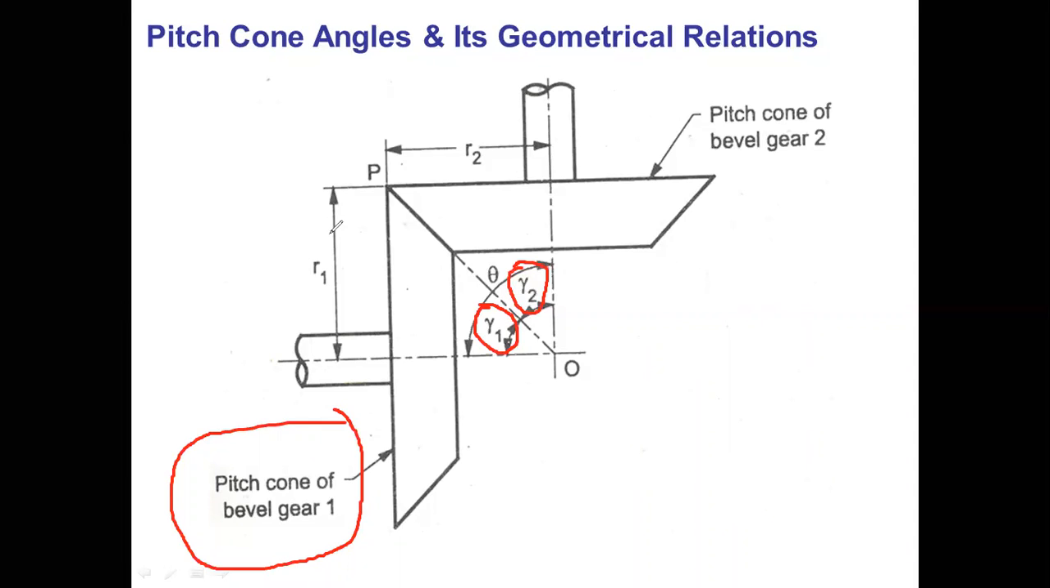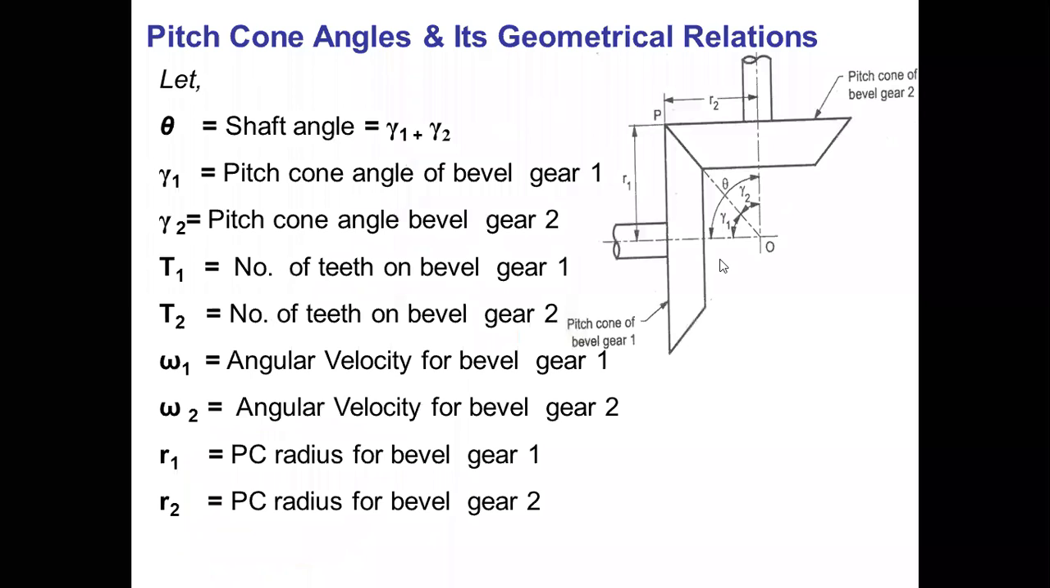Then R1 is the radius of the bevel gear 1, and R2 is the radius of bevel gear 2. Remember that the R1, that is the radius of the bevel gear, is different than the mean radius of the bevel gear. The mean radius is less than the radius of the bevel gear. Now we will see what the relationship between these two is.